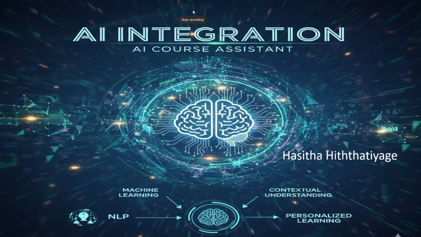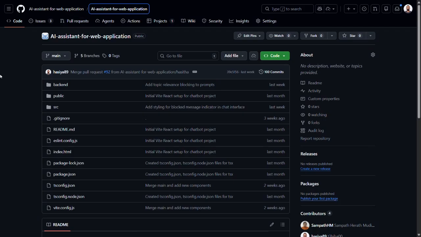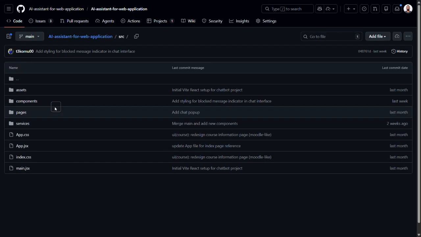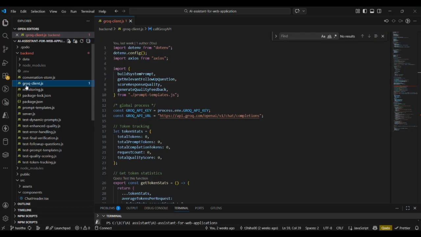This is my solo architecture review of the AI integration component I built. What is the prototype? The AI Course Assistant is a web-based chatbot that helps students learn by answering course-related questions. The system has four main components built by four team members. My role: AI integration. I built the AI integration layer.